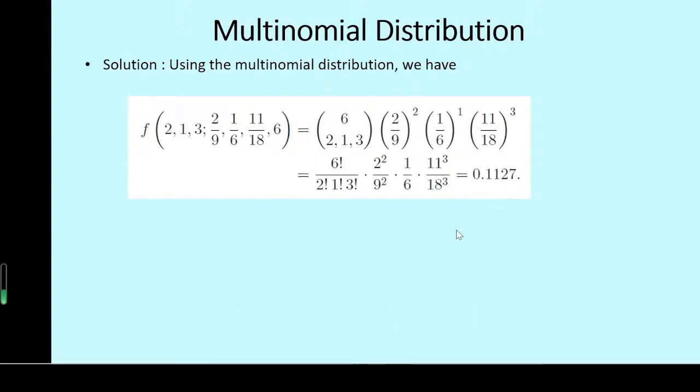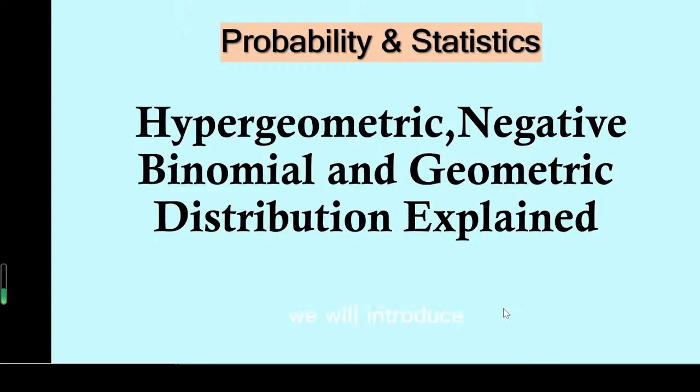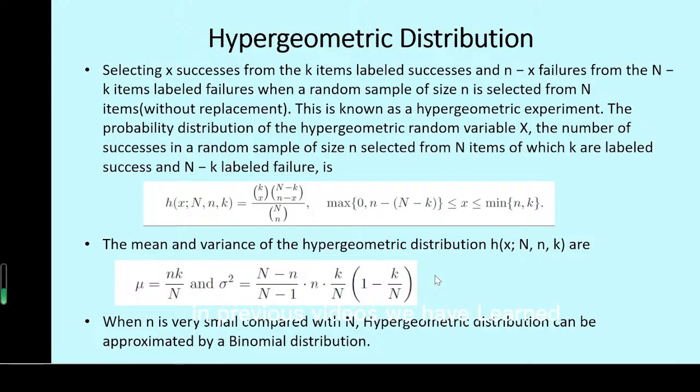In this video, we will introduce the hypergeometric, negative binomial, and geometric distributions in statistics. In previous videos, we have learned the binomial distribution, which is an experiment with n trials with a constant success rate, and the random variable x of successes in these n trials is called a binomial random variable.